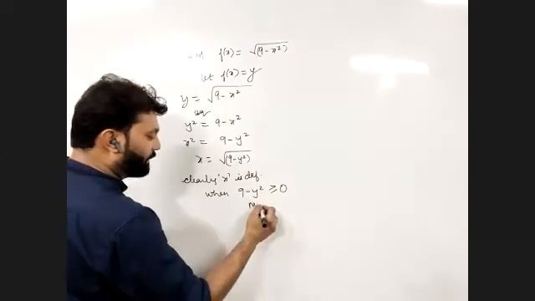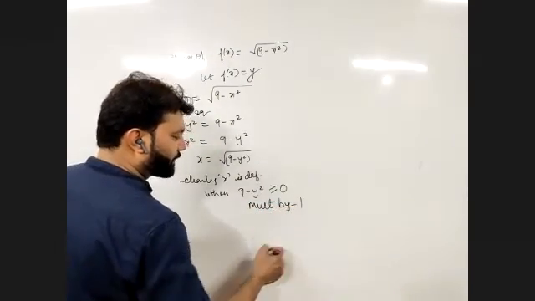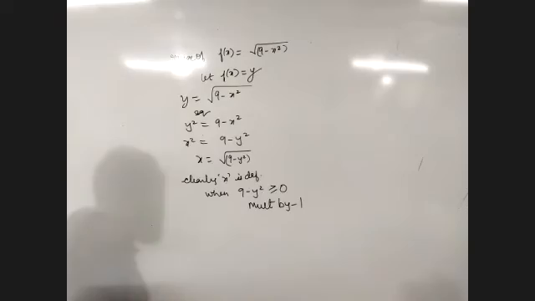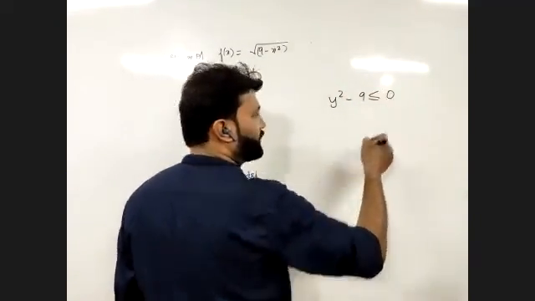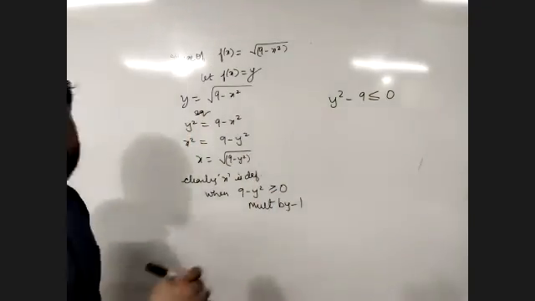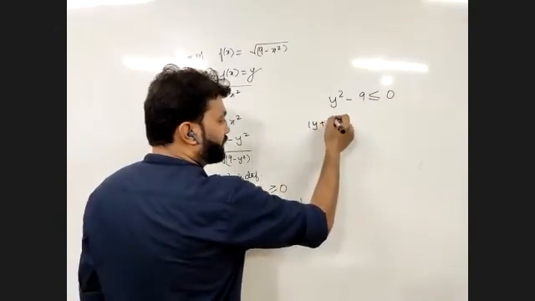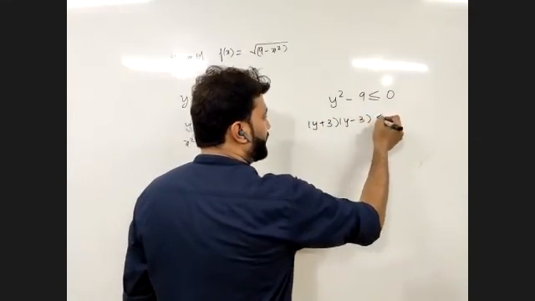Why do we need to multiply it by -1? So that the coefficient of y square is positive. So y square minus 9 is less than or equal to 0. The sign will be changed. Anand, please stop writing. (y plus 3)(y minus 3) is less than or equal to 0.